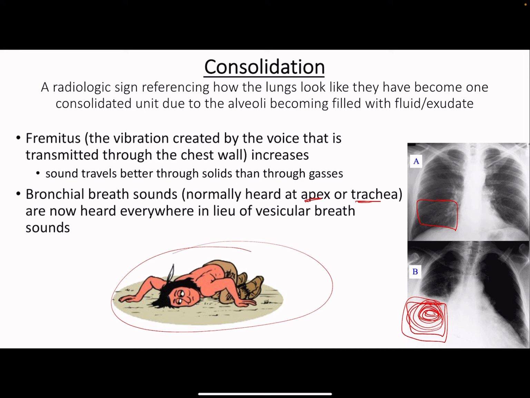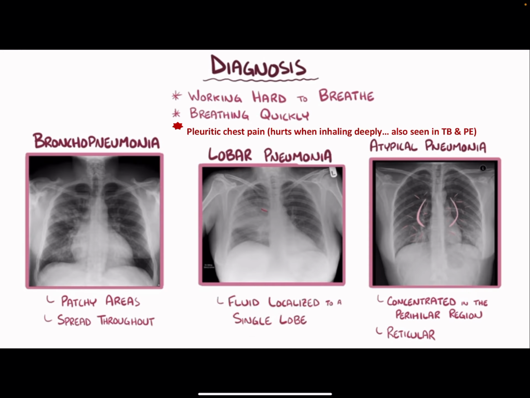A normal vesicular breath sound, heard at other parts of the lung and the periphery, I'm not doing it justice, but it's inhalation, quick exhalation. Inhalation, quick exhalation. The bronchial is going to be an inhalation, pause, exhalation that are equal in length. So again, you're going to hear the bronchial sounds more often if someone has lobar pneumonia.